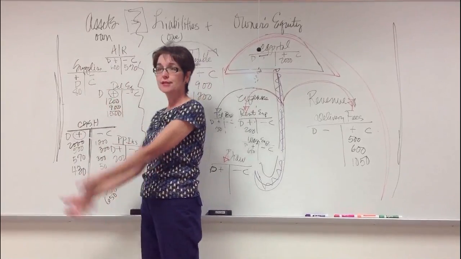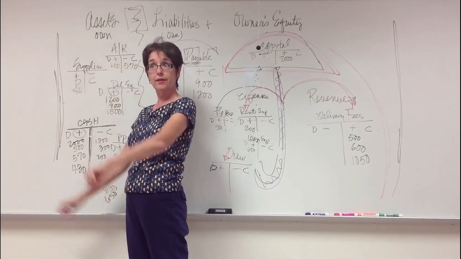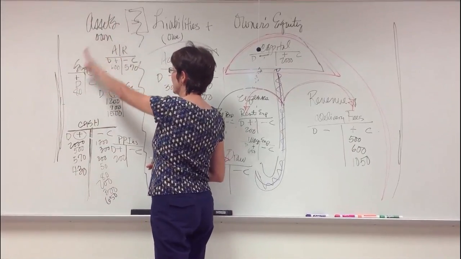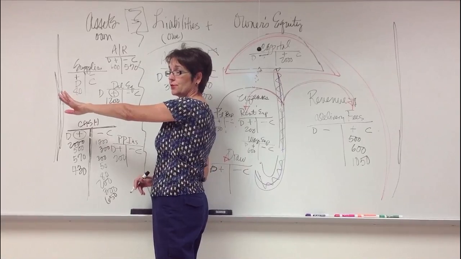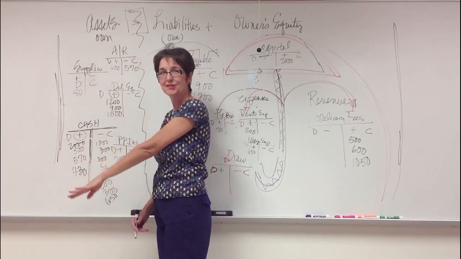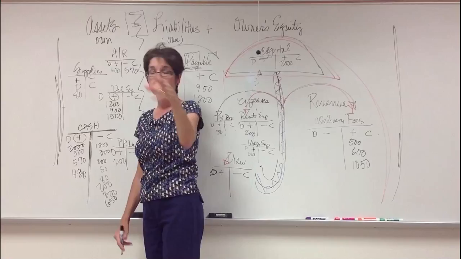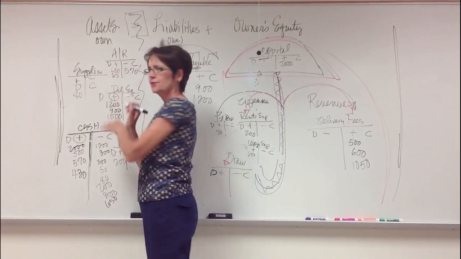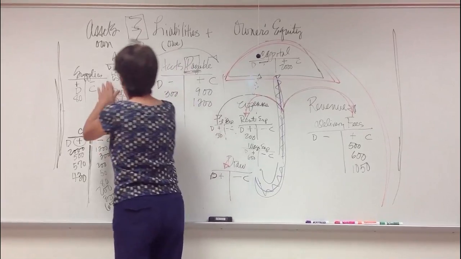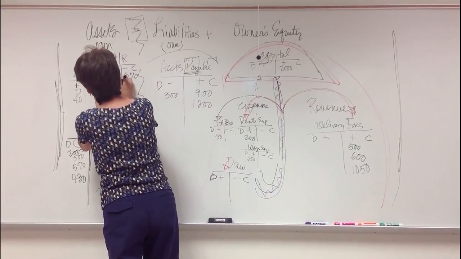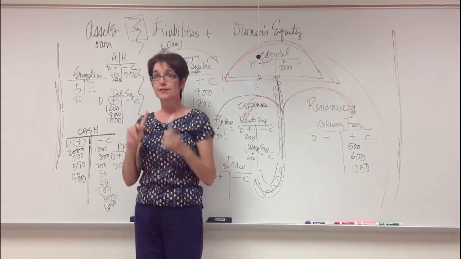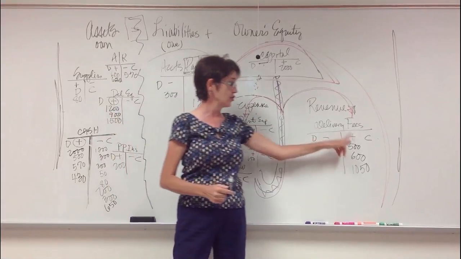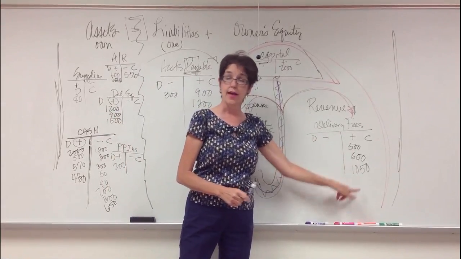$620. Did my accounts receivable go up or did it go down? Up. It went up. It's to the left of my equal sign because receivables are an asset. That means it's going to increase on the left, and left means what? Debit. So I'm going up 600. How much? $620. $620 on the left.